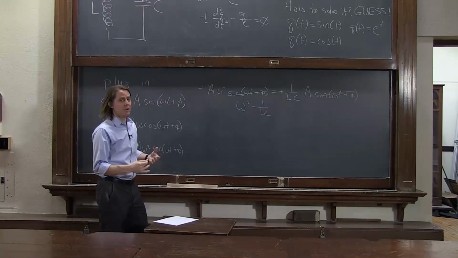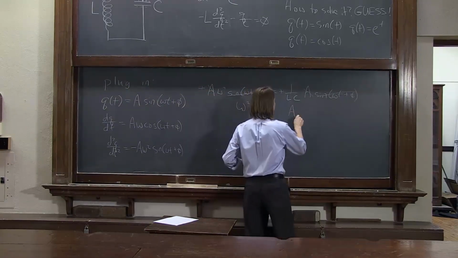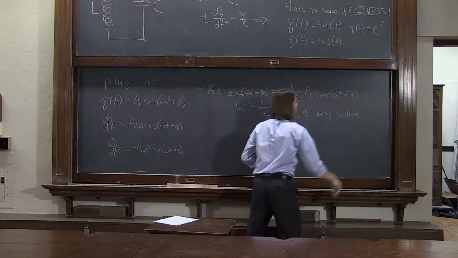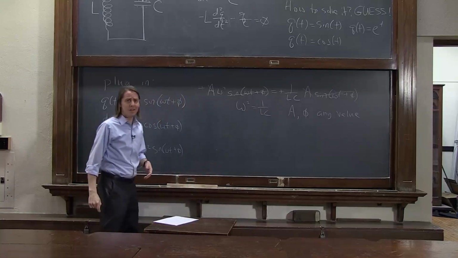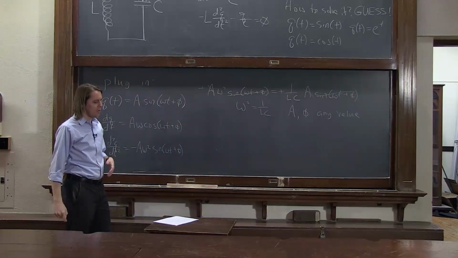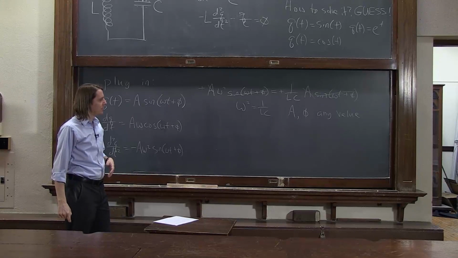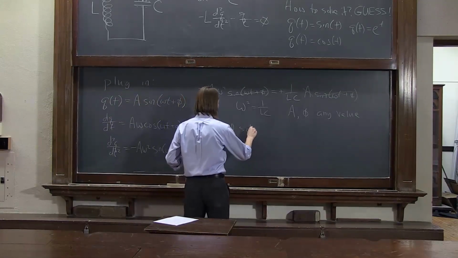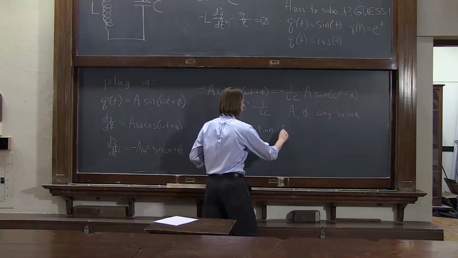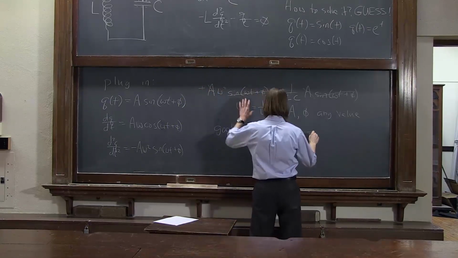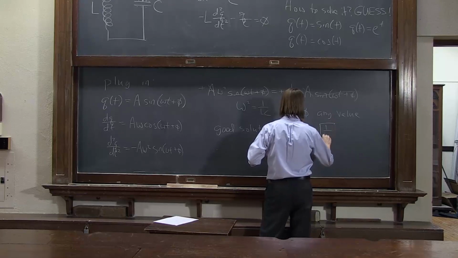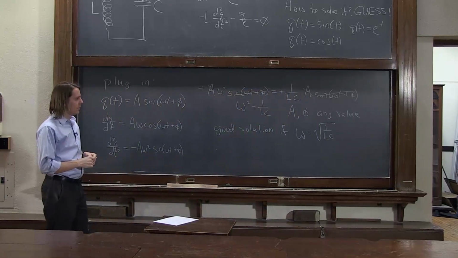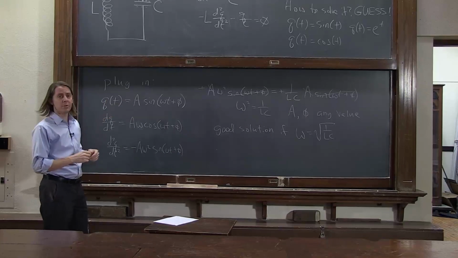And you could ask the equation, what about A and phi? A and phi can take any value. So the equation doesn't care about A and phi, the amplitude and the phase. The equation only cares about what omega is. So it's a good solution if omega is the square root of 1 over LC. All right, so that works. Let's try another one.